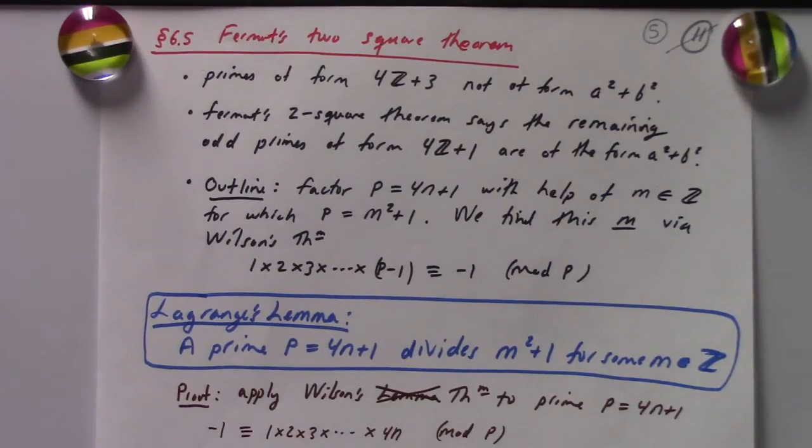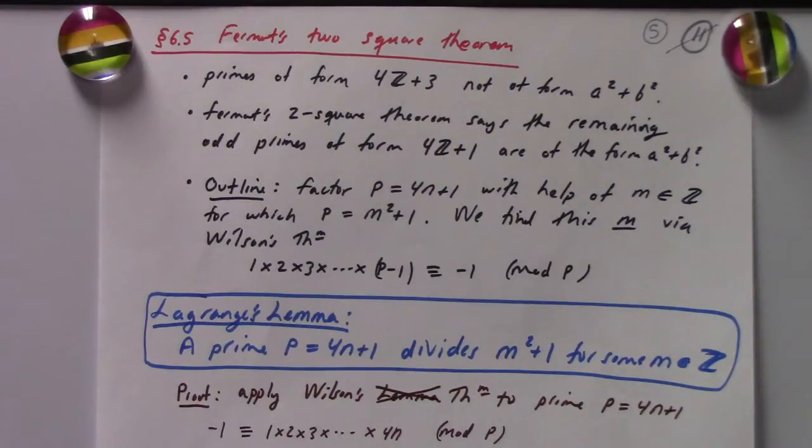Okay, so to recap and to look forward. Primes of the form 4n plus 3 are not of the form a squared plus b squared. We've seen that previously. That's easy enough to check just by looking at the quadratic form x squared plus y squared and evaluating on the four congruence classes mod 4. None of them give you back the 3 class when you plug them in. Fermat's two-square theorem, what does it say? It says that the remaining odd primes of the form 4n plus 1 are in fact sums of squares. This is Fermat's famed two-square theorem, which we're about to set out to prove.